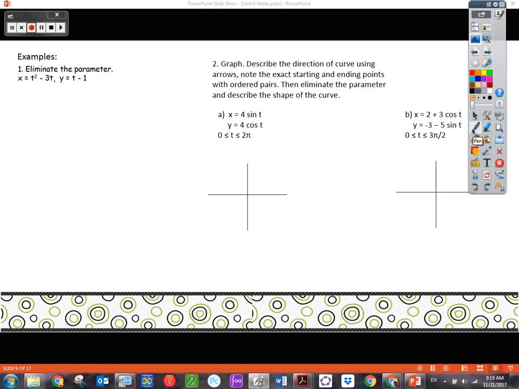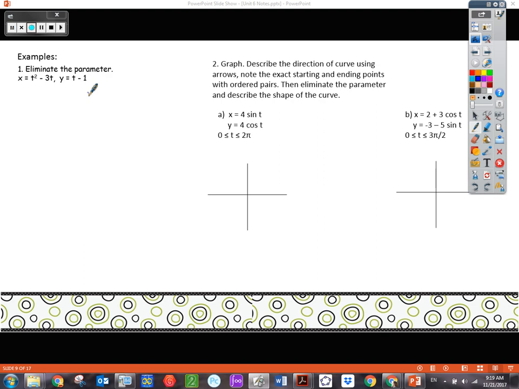So we're going to look at eliminating the parameter. We're going to work on that first. What do we do? So we have a set of parametric equations. We have an x equal and a y equal equation, and we want to get rid of the t.